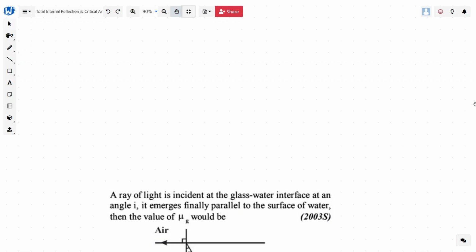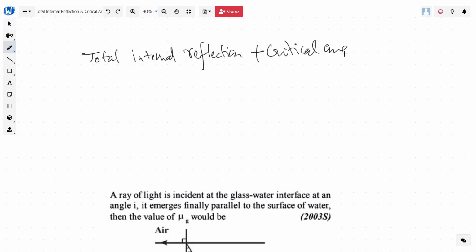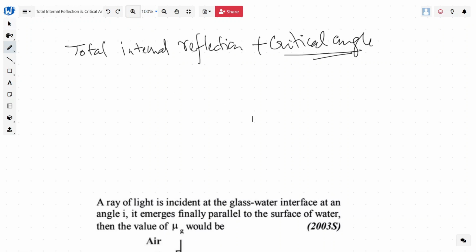Hello and welcome to the problem solving session on total internal reflection and critical angle. We discussed this in our last video, and if you haven't watched that, please watch that first before we proceed with the problem. Today we are going to solve a few problems about total internal reflection and the critical angle at which it happens. These are very important concepts, and usually you get a question in the exam which will check for this. So please pay attention and enjoy.